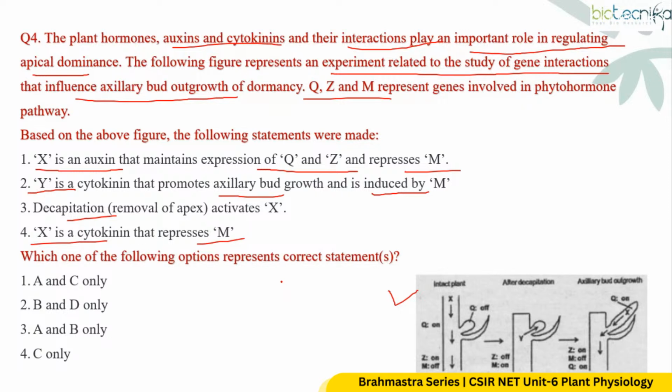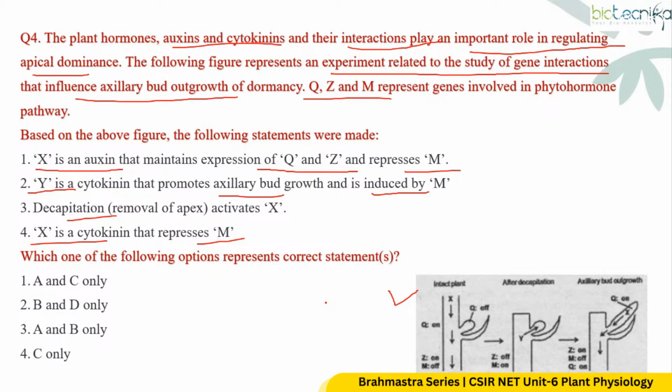As I told you, you can expect combination hormone-based questions in the exam. And one good thing about Unit 6 is that, unlike other units where you get questions from different reference books, for plant physiology you have only one book, that is Taiz and Zeiger. The majority of times you get questions directly from this book. In fact, they directly take the images also from the book itself, and this is one such example.